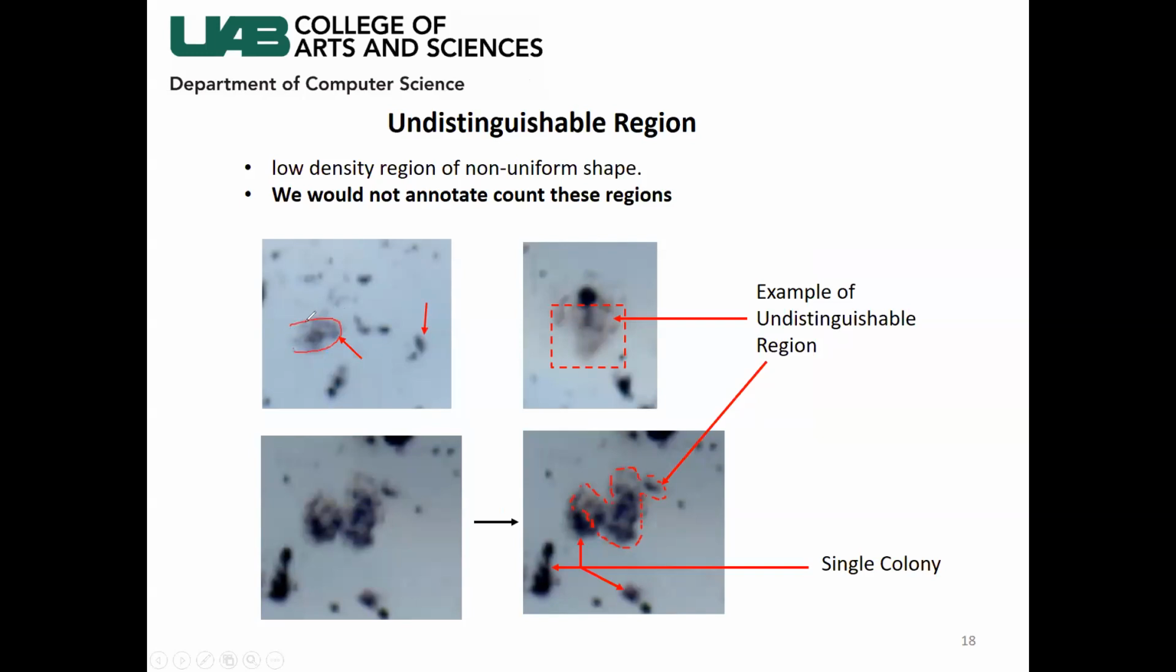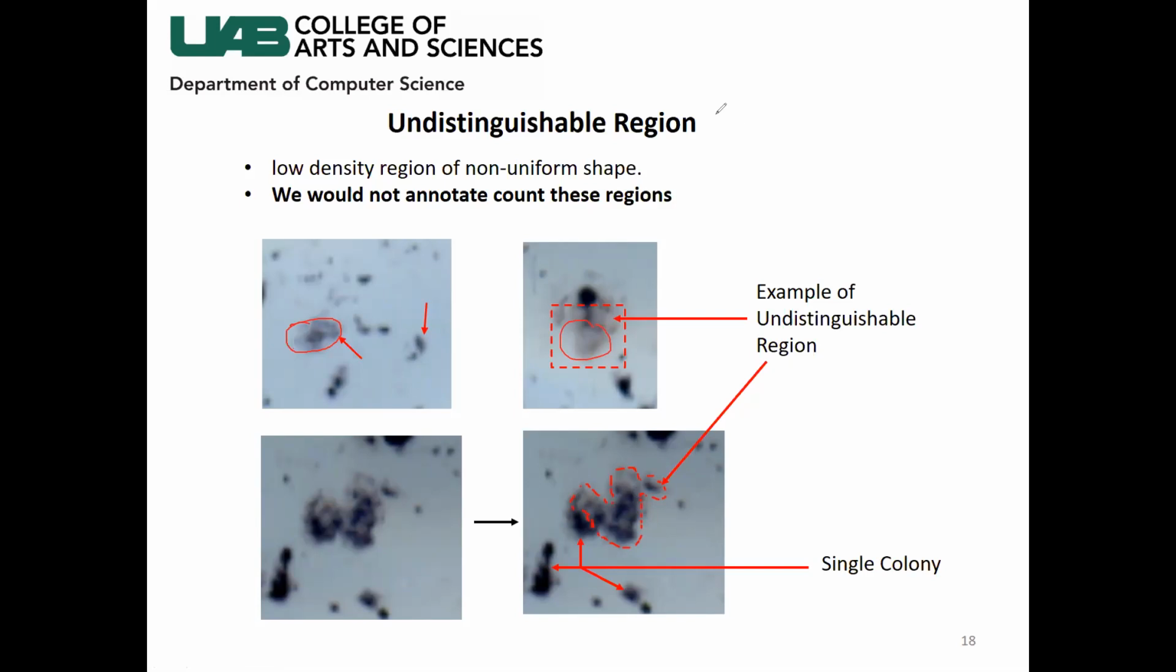So in here, it did not absorb this color. So we can assume it as an undistinguishable region. For example, this one, there is actually no absorption. So we can assume there is an undistinguishable region. Here also undistinguishable region. We are not going to annotate those, and we are not going to count those.